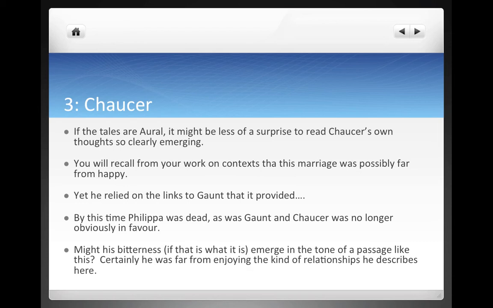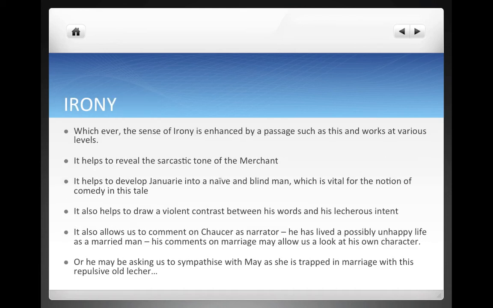Again, look at it carefully, begin to see which of these lines might carry an extra resonance if we realise that they're being spoken by Chaucer himself when writing about what was, at best, an estranged and difficult relationship with his wife. I think whatever level we look at this story, it's the sense of irony that's enhanced by a passage such as this, and it works at various levels. It works very, very well.